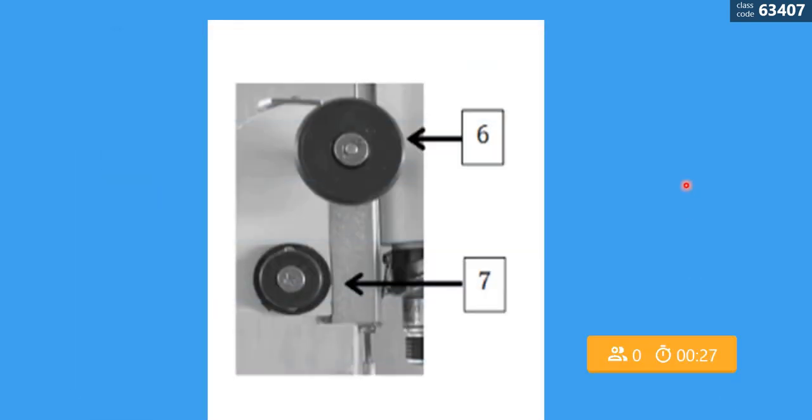What are the names given for number 6 and number 7? This big one is called what? Microscope. And this is the smaller one. What is the name given to that part of microscope?